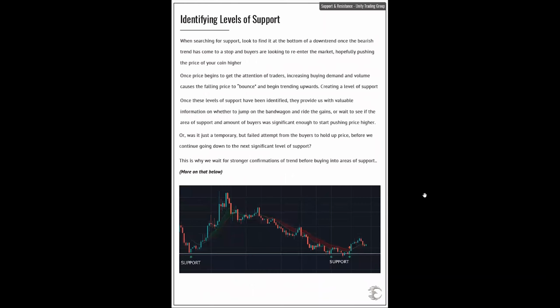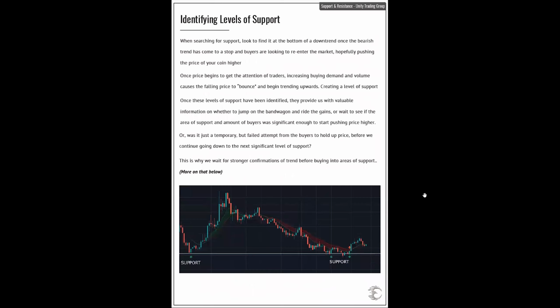So identifying levels of support. When searching for support, look to find it at the bottom of a downtrend, once the bearish trend has come to a stop and buyers are looking to re-enter the market, for us hopefully pushing the price of your coin higher. Once price begins to get the attention of traders, increasing buying volume and demand causes the falling price to bounce and begin trending upwards, creating a level of support.